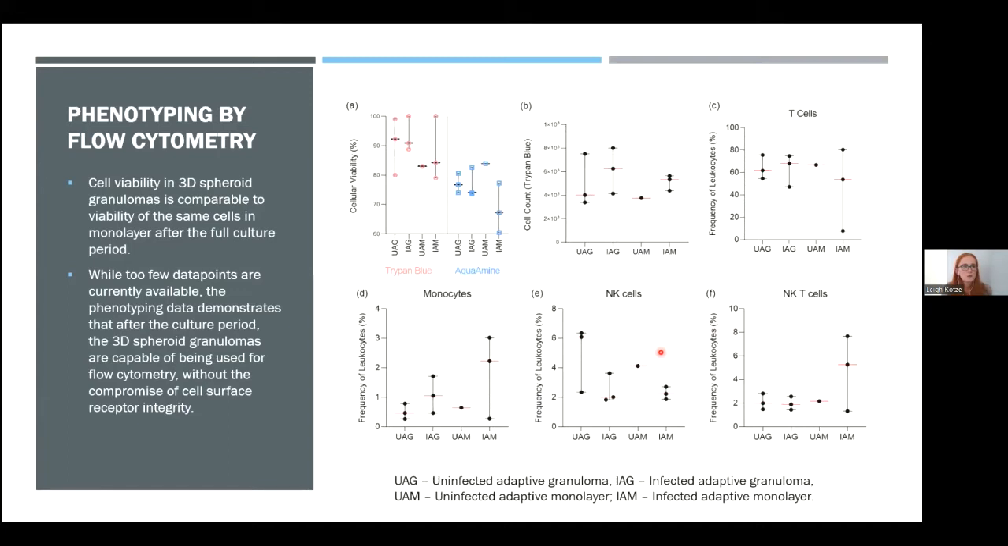And I just want to point out here, we had very few data points for our pilot project because this was a proof of concept, just to see if this model is viable for further development. But we are very happy from our flow cytometry results that our granulomas are capable of being used for flow cytometry without the compromise of cell surface receptor integrity, especially after such a long culture period and after the removal of the macrophages.